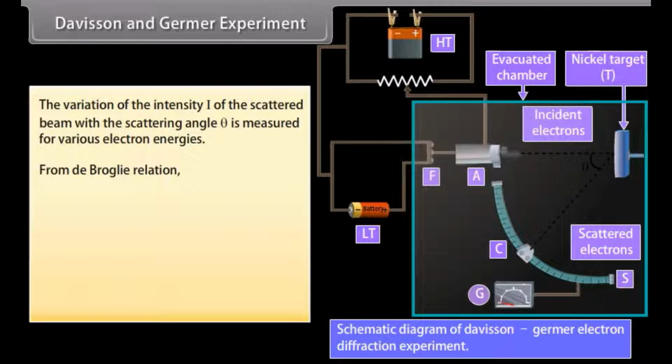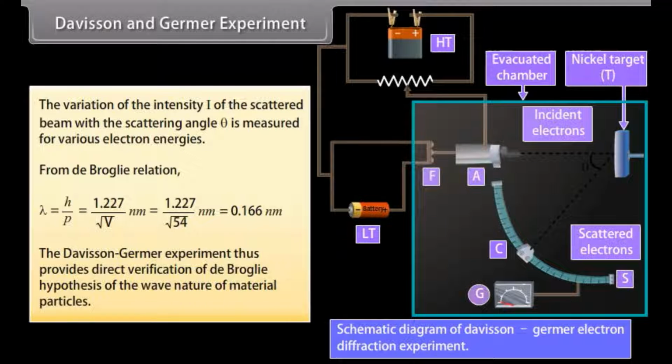For these electrons accelerated through a potential difference of 54 V, lambda equals h by p, which equals 1.227 by square root of V nanometer, equals 1.227 by square root of 54 nanometer, equals 0.166 nanometer. The Davisson-Germer experiment thus provides direct verification of the de Broglie hypothesis of the wave nature of material particles.